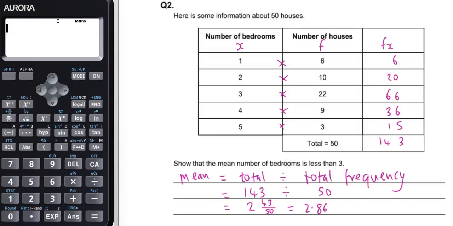This is a short video explaining how to use the stat mode with a frequency table to calculate the mean using the Aurora AX595 calculator. So with the calculator on, first of all you need to set up to show the frequency.